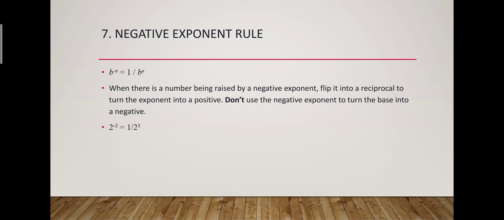Negative exponent rule. b to the power of negative n equals 1 over b to the n. When there is a number being raised by a negative exponent, flip it into a reciprocal to turn the exponent into a positive. Don't use the negative exponent to turn the base into a negative. For example, 2 to the power of negative 3 is equal to 1 over 2 to the power of 3.